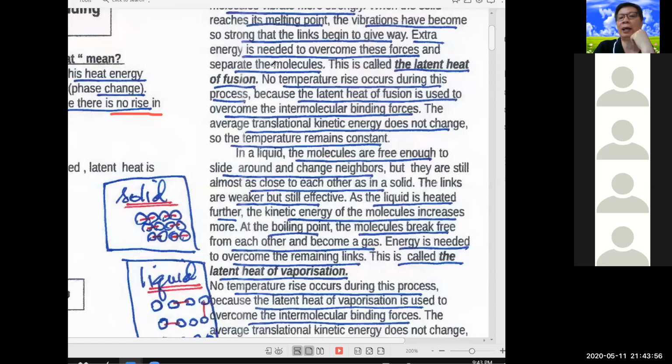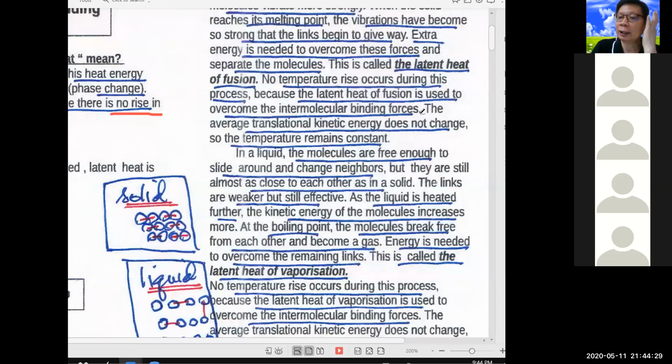Okay, extra energy needed to overcome these forces and separate the molecule. Separate the molecule like that. From here, very close, you want to separate them. Okay, this is called latent heat of fusion. From solid change to liquid, fusion. No temperature rise, highlight, occurs during this process. No temperature rise because latent heat of fusion is used to overcome the intermolecular binding forces.